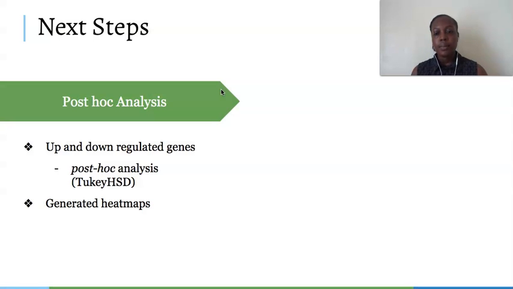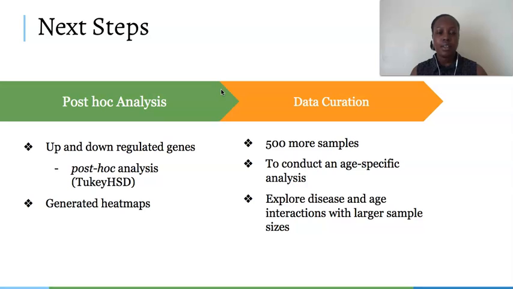So some of our next steps include a post-hoc analysis, which is where we're able to determine which of the differentially expressed genes are being upregulated and which are being downregulated. And then we'll be continuing our data curation as well, mainly for the purposes of conducting an age-specific analysis, where we'll be able to determine whether age is a factor that is influencing gene expression in asthma.